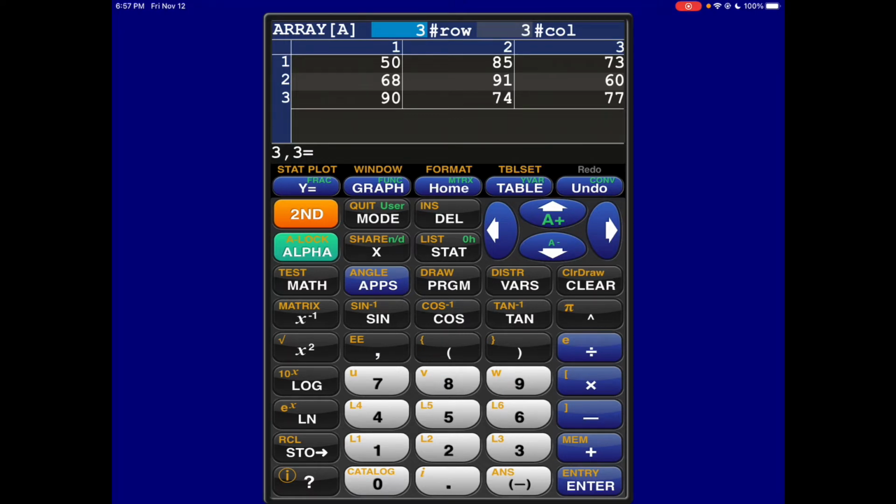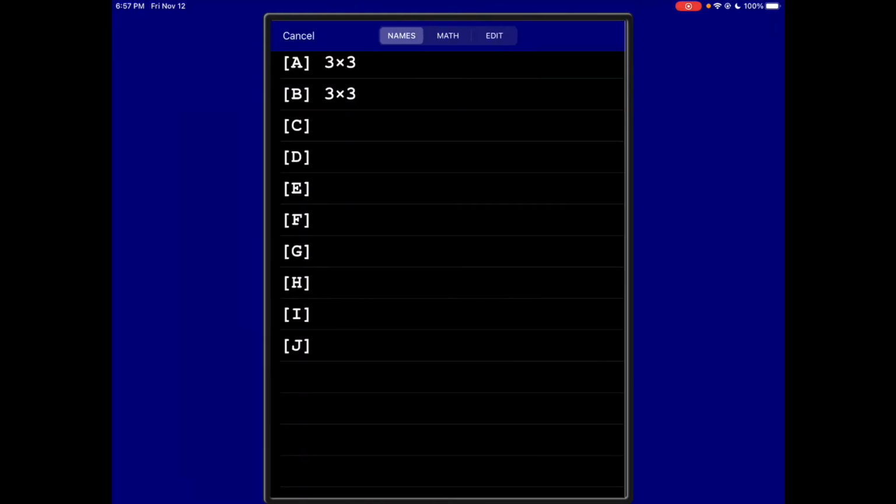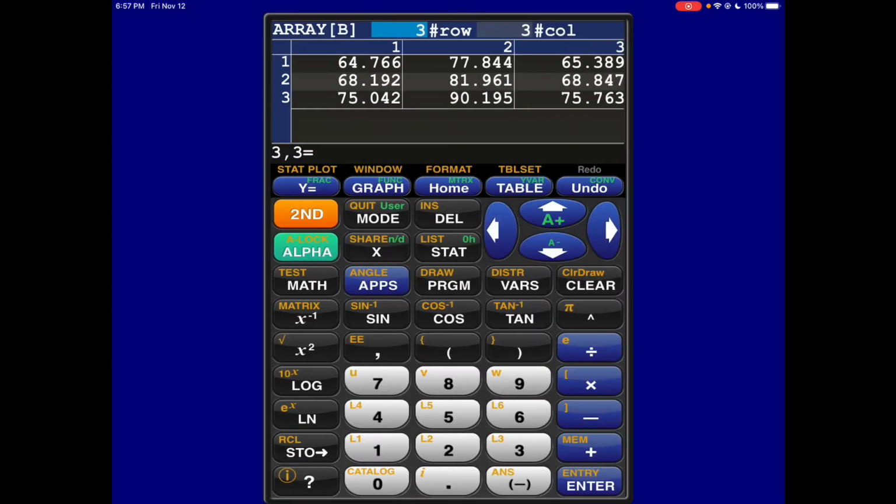And so you can see here I've entered in those numbers from the observed values. This is what was given in number 1. So the first row is 50, 85, 73, and then the second row is 68, 91, 60, and the third row is 90, 74, 77. If I press second and matrix again, I can then edit matrix B. Here's all the expected counts that I just wrote down. You can also verify these. We've got the first two that we calculated ourselves. That's in the first row.